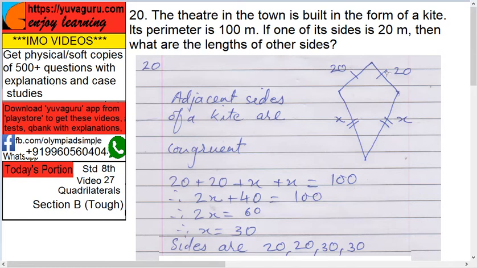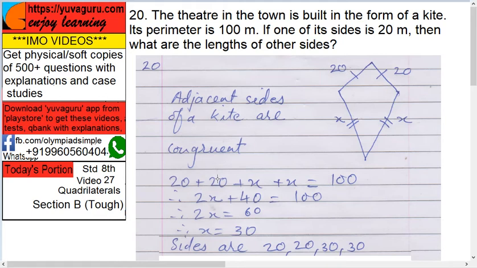Here, one side is 20. Now this I have taken as 20. Somebody can take the longer side as 20 also. And the other side is x. So one is 20, so the other will be 20, right? So two adjacent sides are 20, 20. Let the lengths of the other sides be x. This is x and this is x.